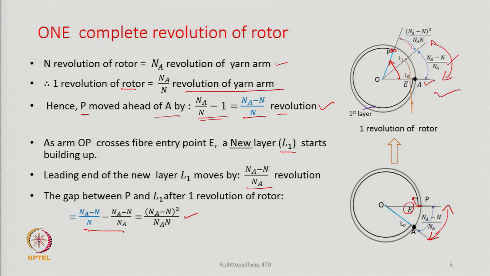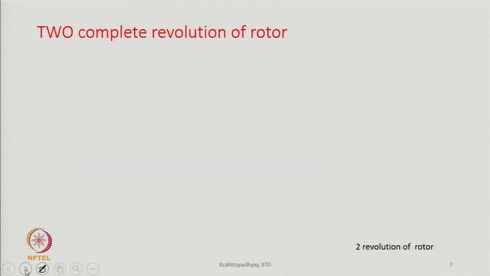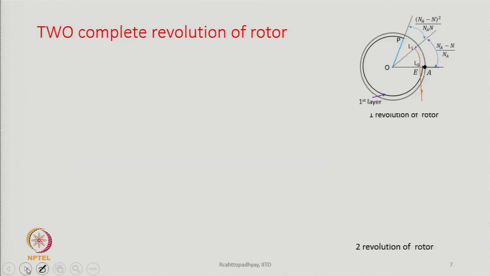P is moving forward. As P moves forward, it is removing the original fiber ring, it is removing fibers from the layer L0 also. Now, it is rotating further and further, and we will see what happens when it makes 2 complete revolutions.